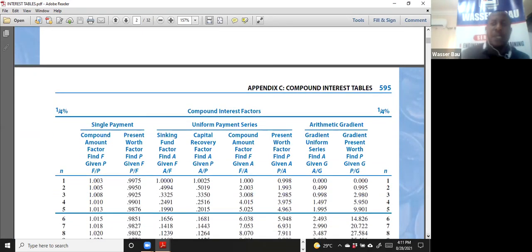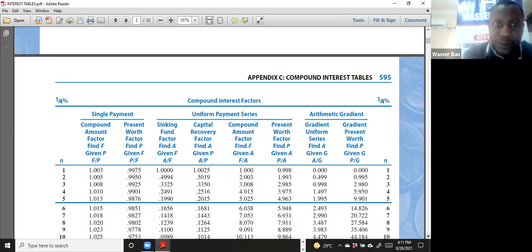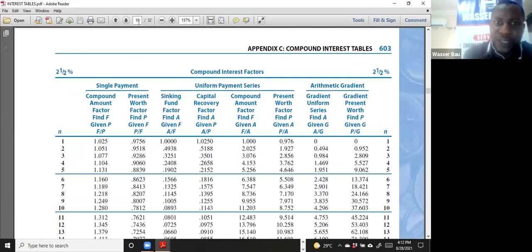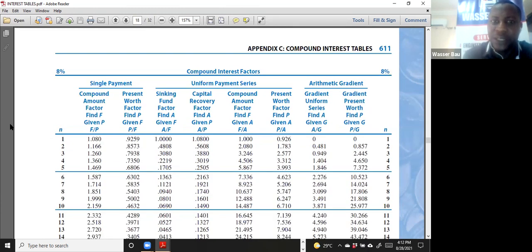Each page has a particular interest rate. So there are about 30 tables here. The difference is in their interest. This one is 1/4%. If you go down, let me say I go to page 10. Page 10 is our 2.5% interest. Let's go to page 15 or 18. This is 8%. So if the work is at 8%, I'll just come to this interest table for 8%.